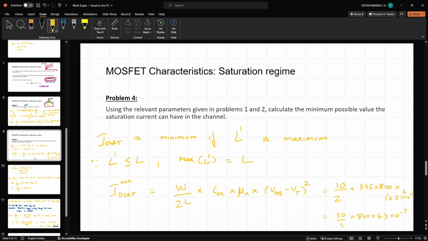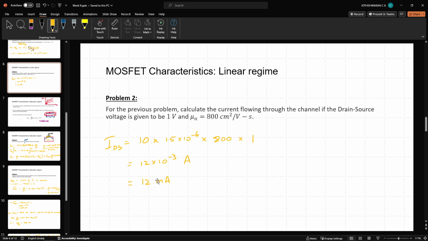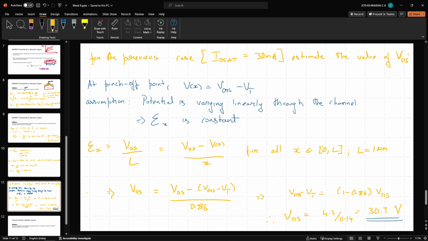So we found that at VDS equal to 1 volt, which we took to be the linear regime, we had a current of 12 milliampere flowing through the channel. And what we have found out is 1.5 into 10 to the power minus 6. I did not take that number into consideration at all, so I just thought it was going to be 1.5 into 10 to the power minus 7. So now 30 milliampere is actually not that much. It's just 2.5 times. But to achieve a 2.5 times increase in the current, the voltage is increasing from 1 to 30 volts.